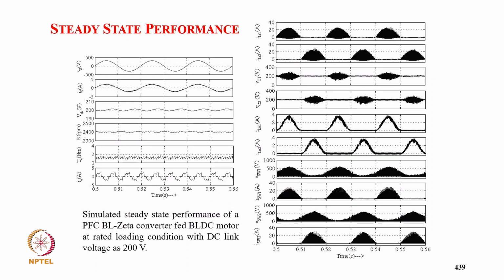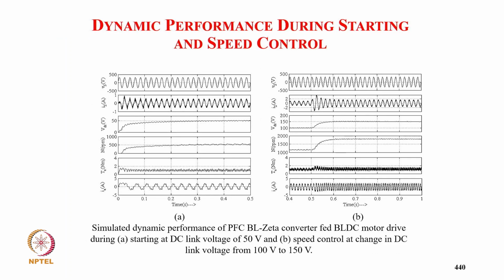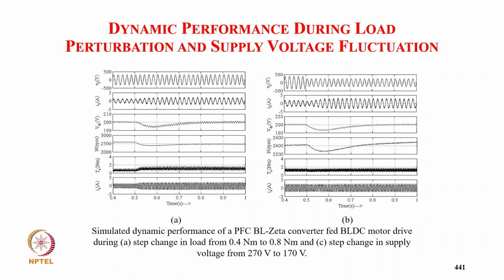And these are the typical simulated waveforms: supply voltage, supply current, DC link voltage, then the speed, torque, and winding current of the motor, then the input inductor current discontinuous for both converters, then the capacitor voltage, then the output inductor current, and switch voltage. These are starting performance at 50 volt DC link, then the speed control 100 to 150 volts. You can see the supply current remains sinusoidal and in phase with the supply voltage, demonstrating unity power factor.